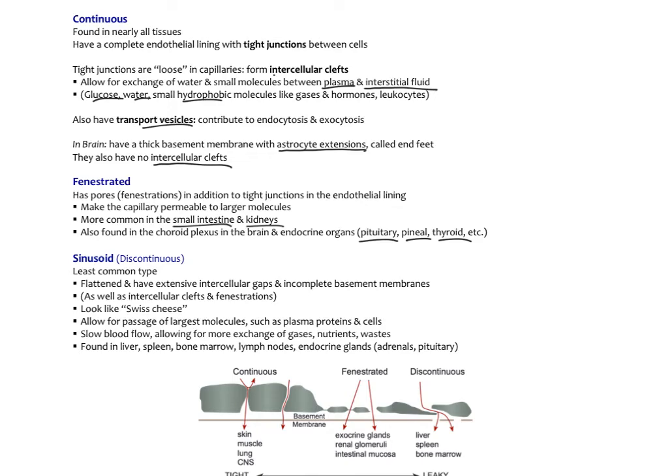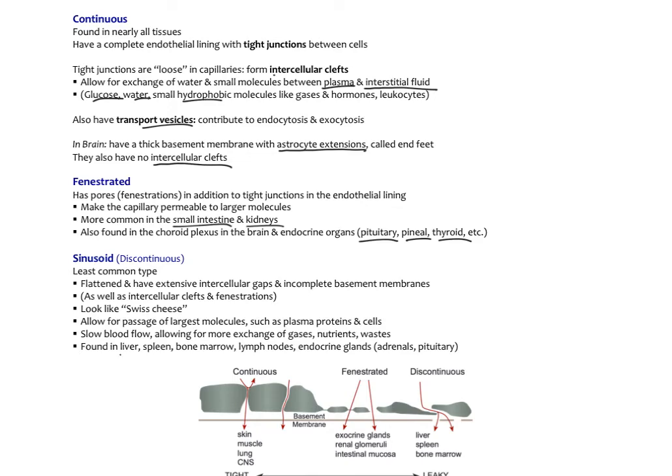And then the least common type would be the discontinuous or sinusoid, and they have very sort of flattened and very wide intracellular gaps and very incomplete basement membranes. They have a lot of intracellular clefts and fenestrations. They kind of look like Swiss cheese, and that's going to allow the passage of all sorts of large plasma proteins in different cells. It also slows the blood flow through those areas, and that actually allows the exchange of more of the nutrients between the tissues and the capillaries.